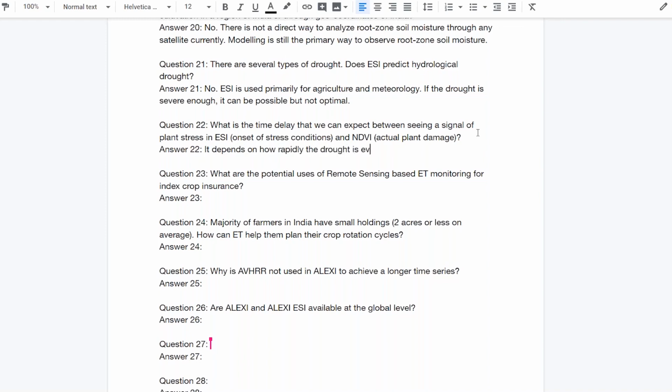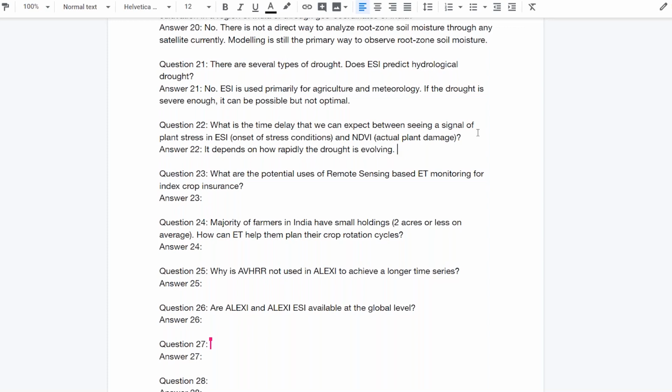And I think no specific case would be, it requires us to go back and look at some of these cases where we did see the onset of stress in ESI before you see it in an NDVI or a vegetation index.